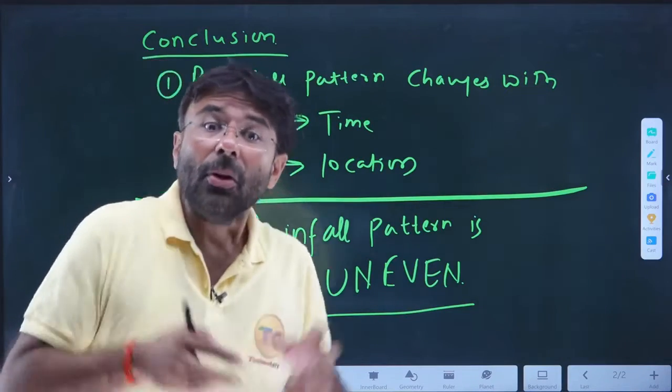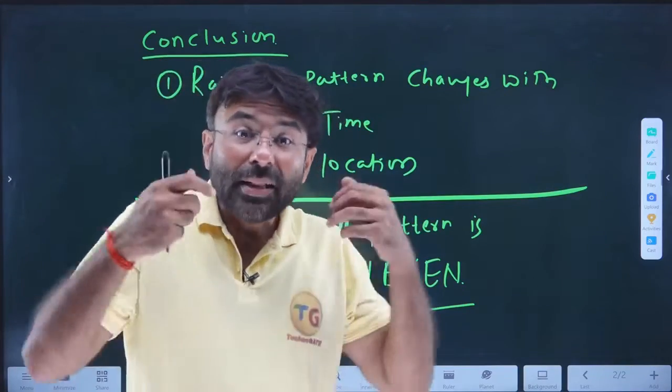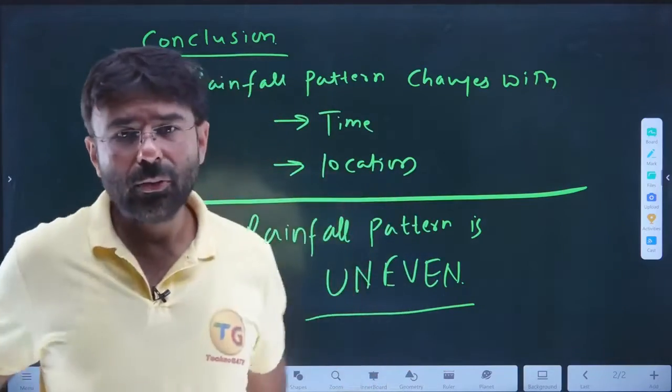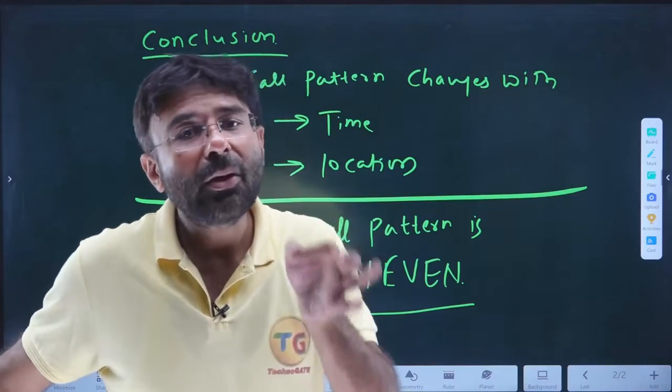So what I have to do, when there is no rainfall, then I have to supply water to the plants, and that supply of the water to the plants is called irrigation.